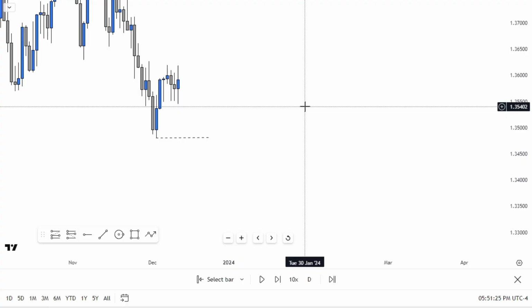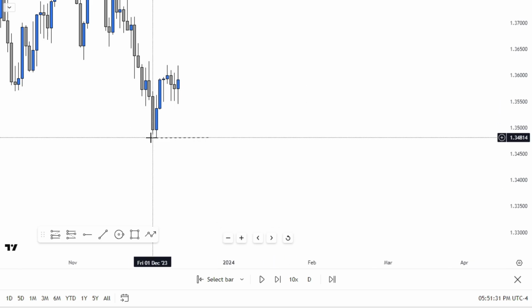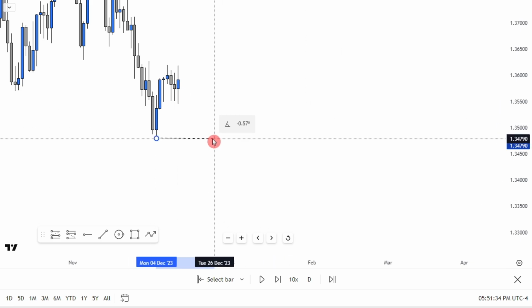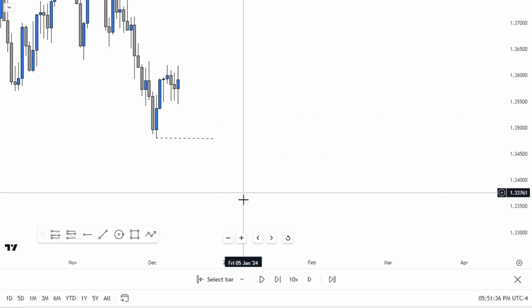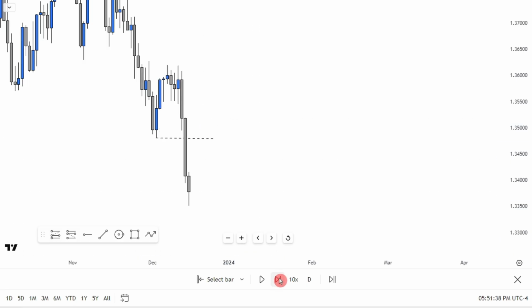Okay, now let's go ahead and take a look at another order block example. As you can see, price made a clear low right here. And you see price then broke structure below this low, leaving an order block.